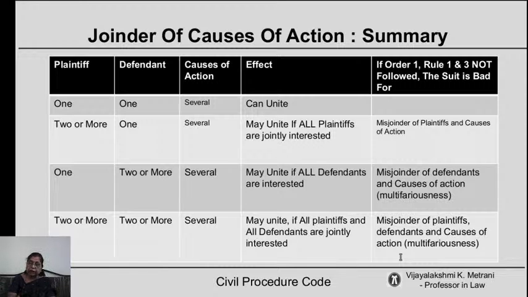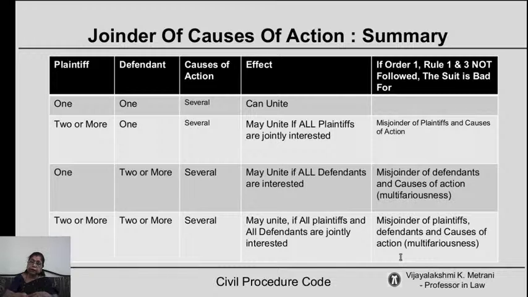If it feels that there is a multifariousness, if the court comes to know or finds out that there are different causes of action, yes, but the plaintiffs are not jointly interested, the defendants also are not jointly interested, but they are joined in one suit, then the court will say you have separate trials, because in this suit there are different facts, in another there are different facts, and there are different causes of action also.